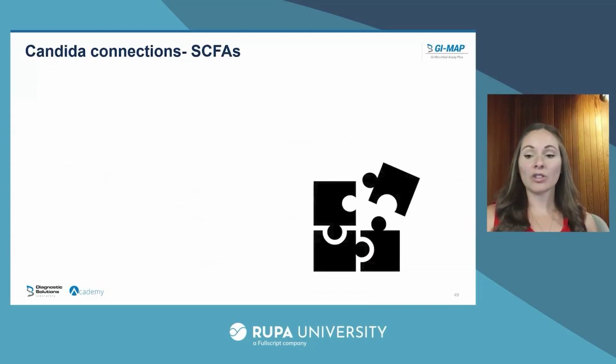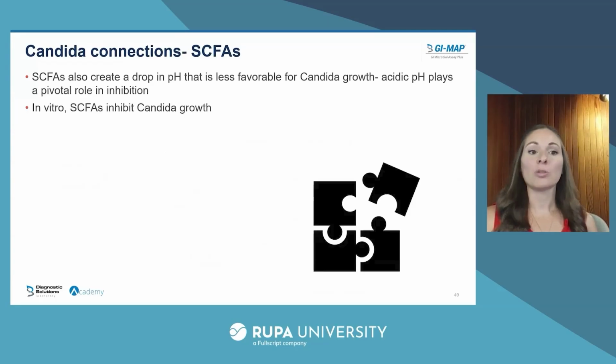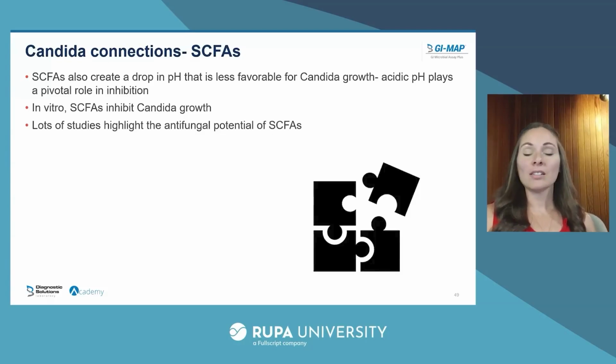And so what's the connection with short chain fatty acids and that Candida? So short chain fatty acids can drop the pH, making it less favorable for Candida to overgrow. So again, in vitro in studies, we're seeing short chains inhibit Candida growth. And lots of studies are starting to highlight the antifungal potential of our short chains being in balance, which is huge.